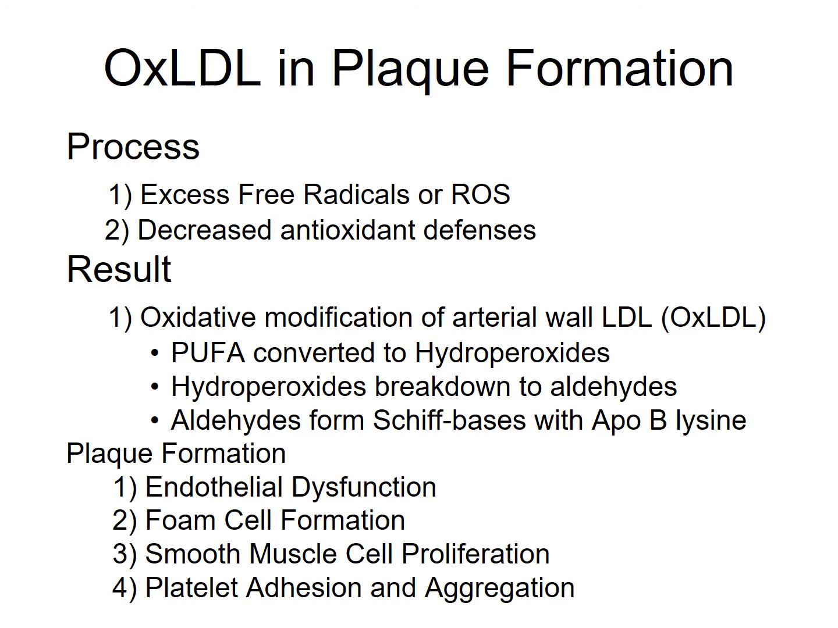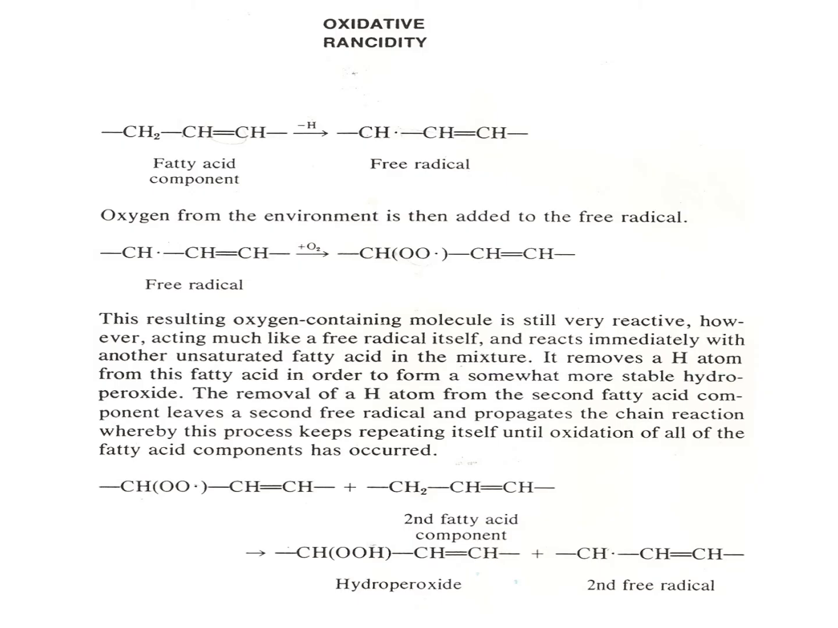And so the plaque formation is going to come in a series, and I'll show you some PowerPoints of that series, where you start getting endothelial dysfunction, foam cell formation, smooth muscle is going to proliferate, and then you're going to get platelet adhesion and aggregation. All of those things are going to start closing off the artery, and causing plaque and that kind of thing. So let's go through this.